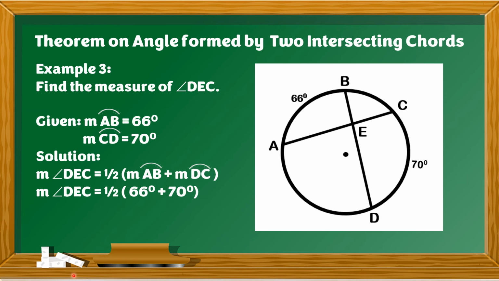Next we're going to get the sum of 66 degrees and 70 degrees, and the sum is 136 degrees. Next step is we're going to get the half of 136 degrees, and the answer is 68 degrees. So therefore, the measure of angle DEC is equal to 68 degrees.